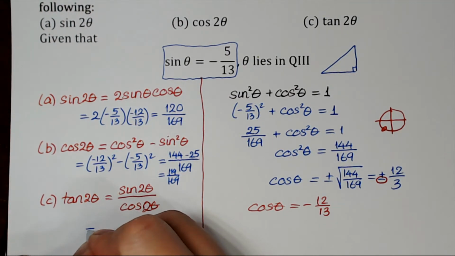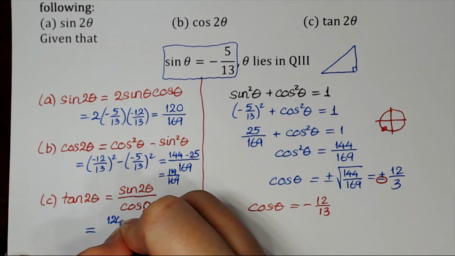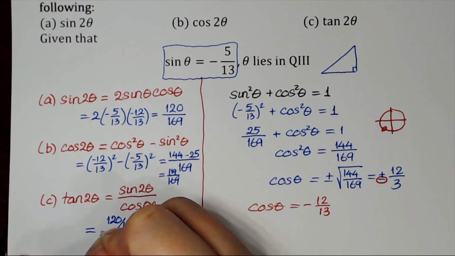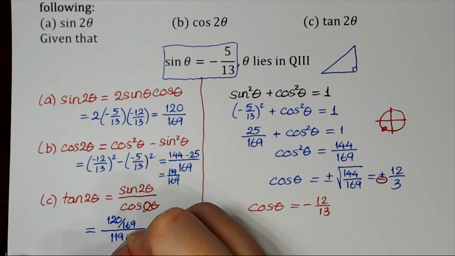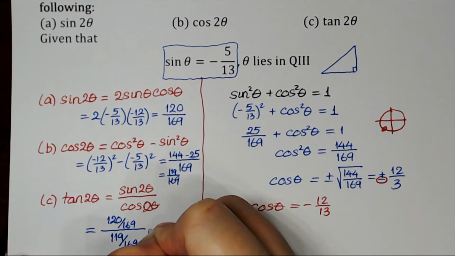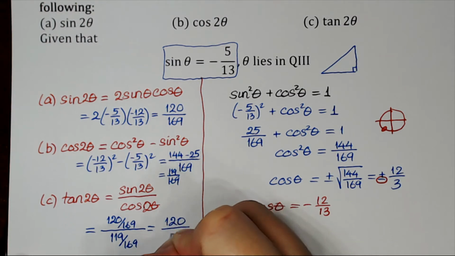And then tangent of 2 theta, which is 120 over 169 divided by 119 over 169. Multiply by the reciprocal, and we should have 120 over 119.